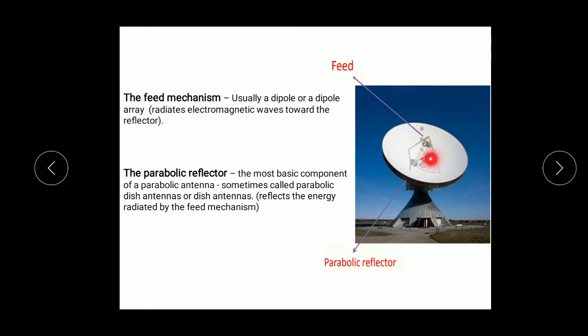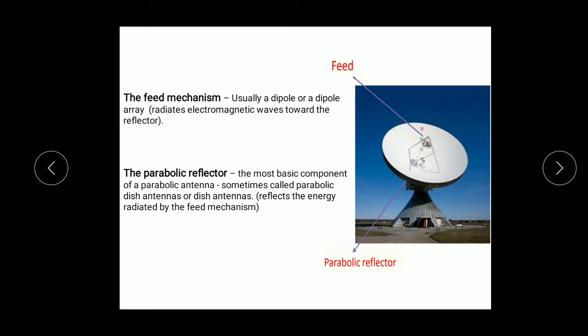In this you can see this white part is the parabolic reflector, and this portion is represented as the feed, and the distance between the feed and the reflector center is known as the focal length. The feed mechanism is usually a dipole or a dipole array, radiating electromagnetic waves toward the reflector. The feed may be a dipole antenna, and also maybe a horn antenna.